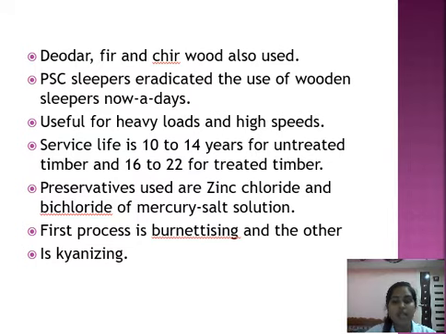So what is treated timber and untreated timber? Treated timber means the timber is treated by the preservatives. Untreated timber means the timber is not treated by any preservatives. So if the timber is treated by the preservative, that is zinc chloride, the process is known as burnettizing. And if the timber is treated by the preservative bichloride of mercury salt solution, then the process is known as Kyanising.